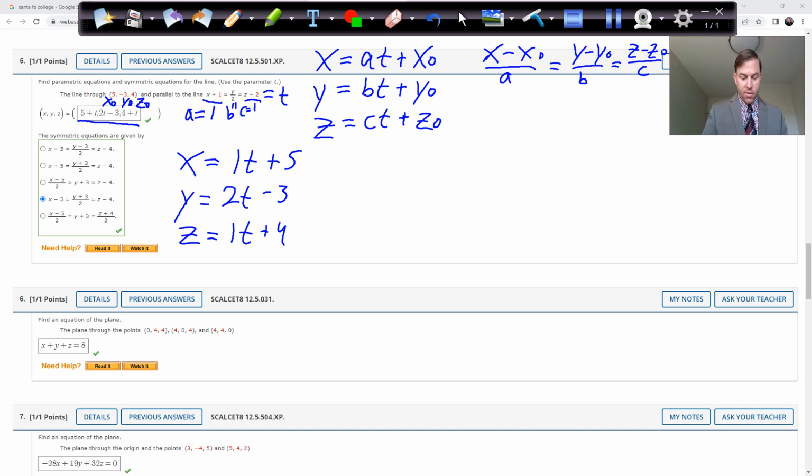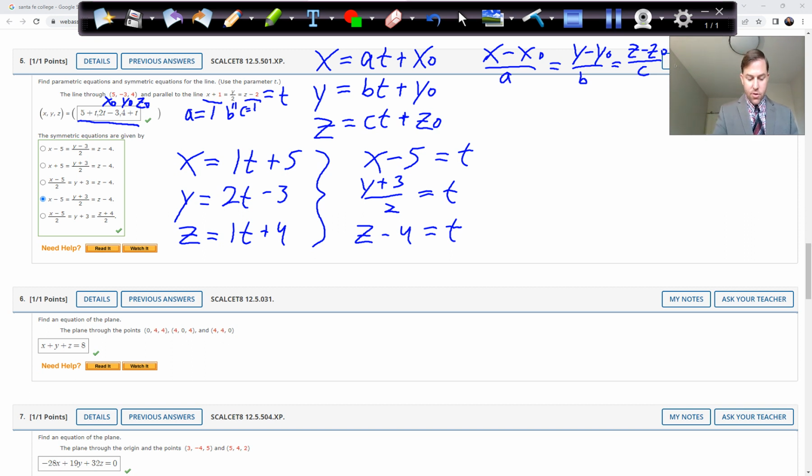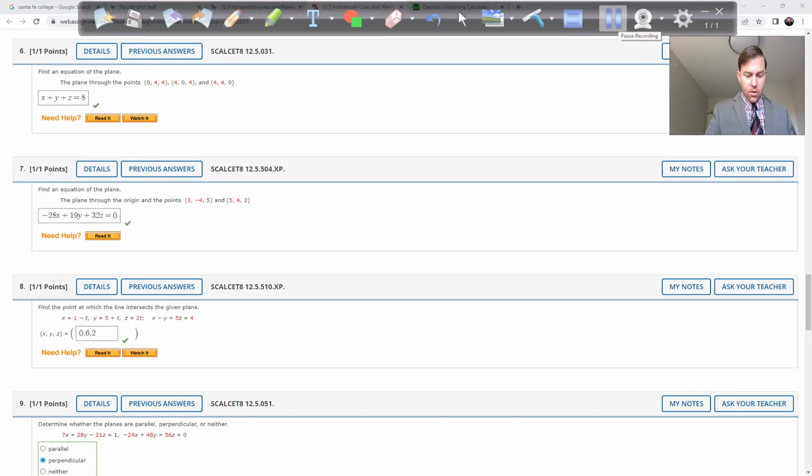Okay, then they want us from these three equations to solve for t. So if I rearrange these three equations solving for t, for the first one I just have to subtract 5 from both sides. For the second one I have to add 3 to both sides, but then I also have to divide out the 2 in front of the t. And for the third one, I just have to subtract 4 from both sides. Okay, and then the answer would be this one right here. So those are the symmetric equations because they all equal t, the parameter. That's problem 5.